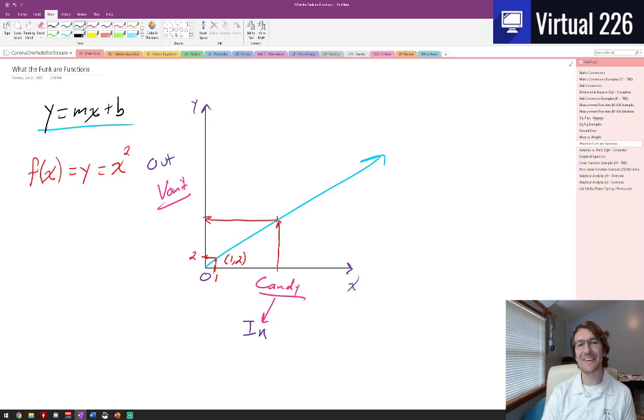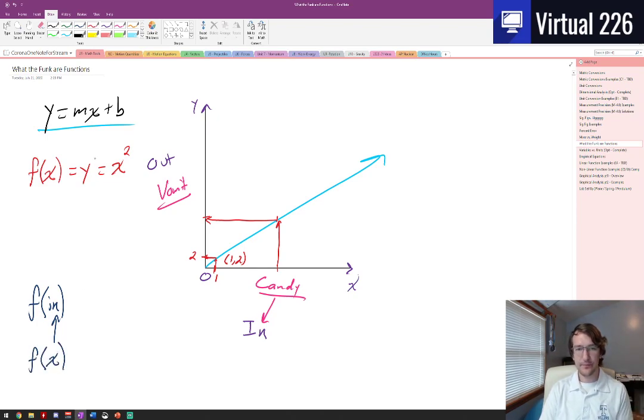This is a function. When we talk about a function, what we're saying is some function, which is f, is dependent on some inputted value. This normally lies on the x-axis, so we call it f of x. That's the input. Specifically, in our example, we could say that this is like f of candy.